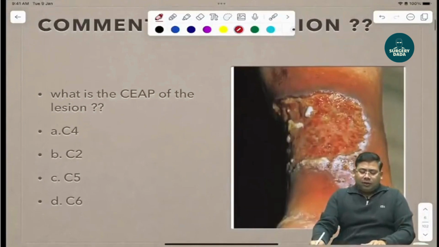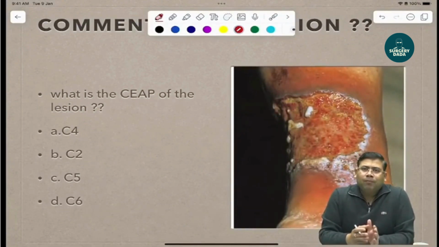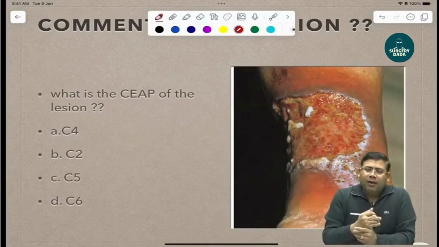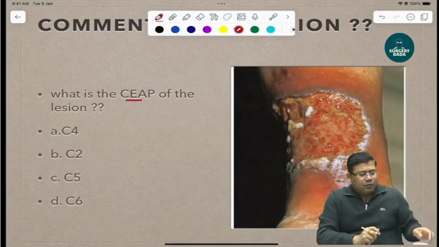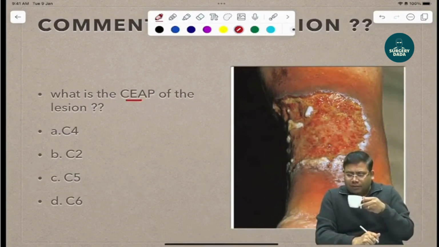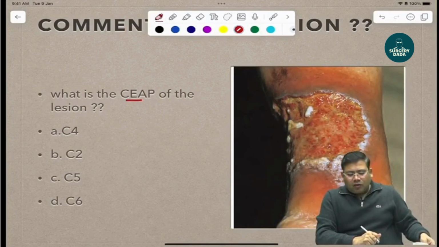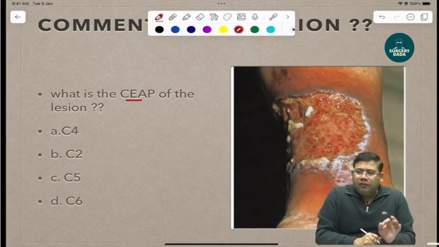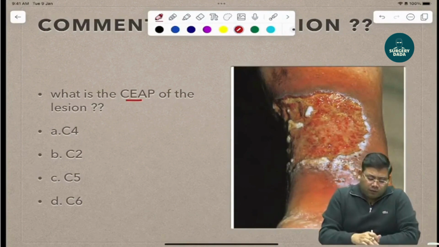Comment on the lesion below. So you can see a typical ulcer located over the gaiter zone above the medial malleolus. So I have given a hint that yes, I am asking CEAP. So this is a question that is associated with what, students? With chronic venous insufficiency. So let us discuss the concept of chronic venous insufficiency. It is very important for us.